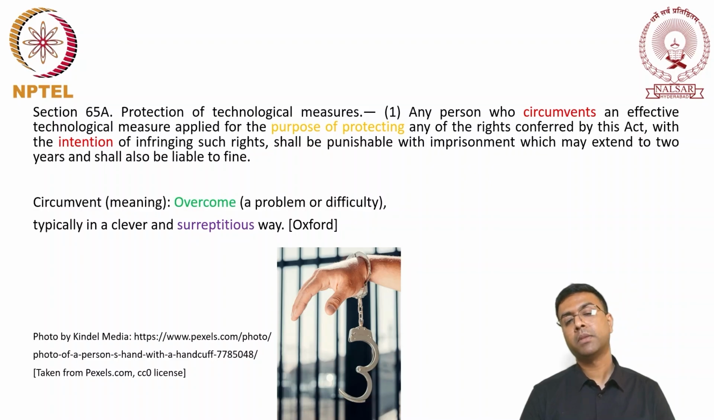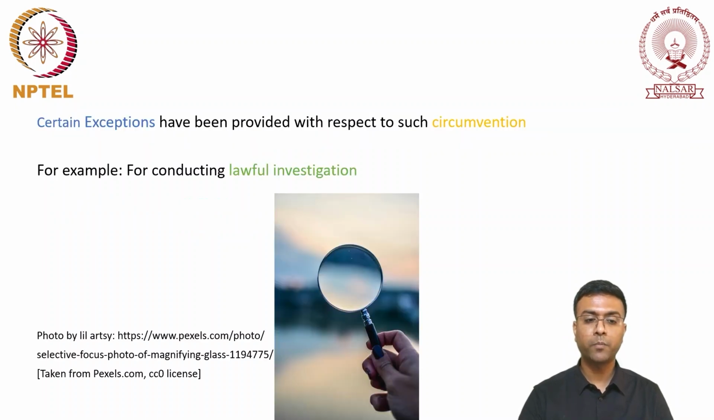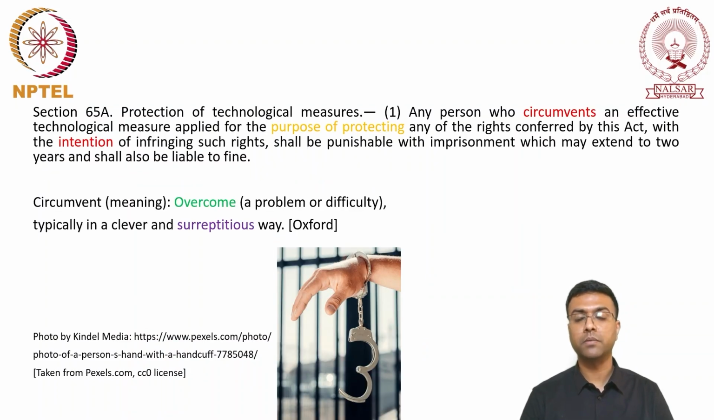But we find that circumventing technological protection measures might be necessary in certain considerations. Therefore, under Section 65A itself, there are certain exceptions that have been carved out. One of such exceptions is the conduct of a lawful investigation. We understand that both of these provisions, 65A and 65B, are bringing in a very important consideration in terms of digital protection of works with respect to copyright holders.